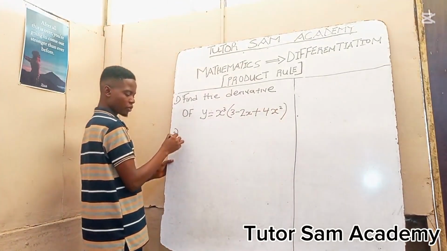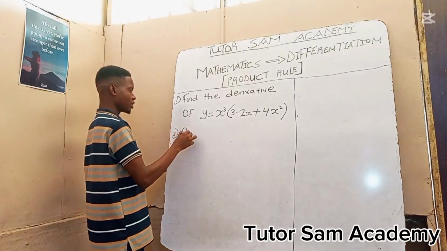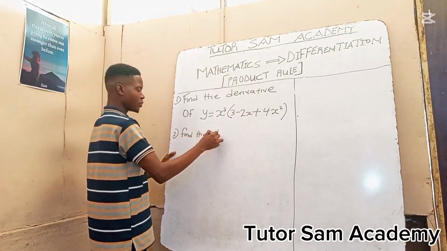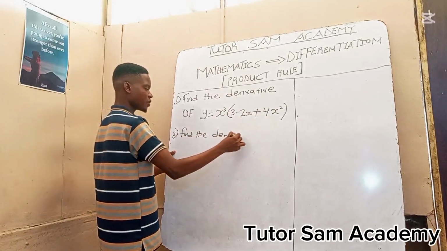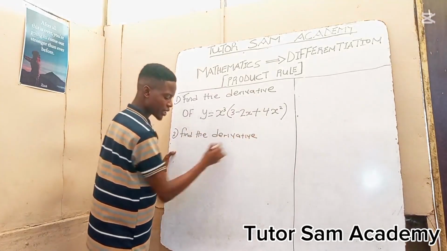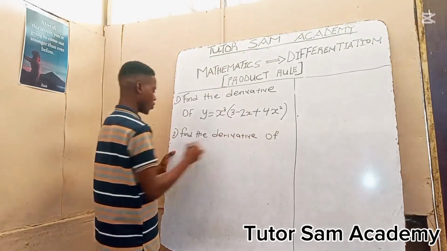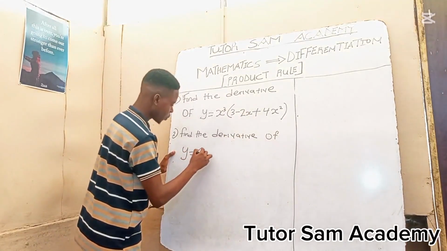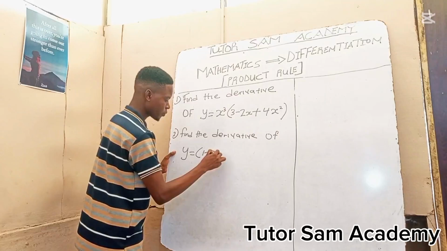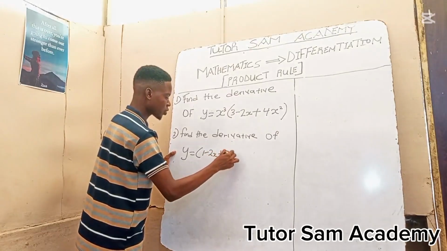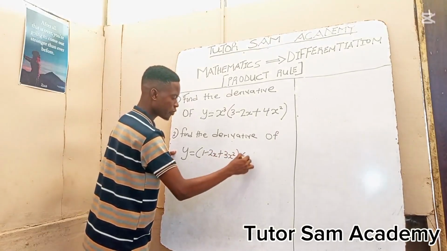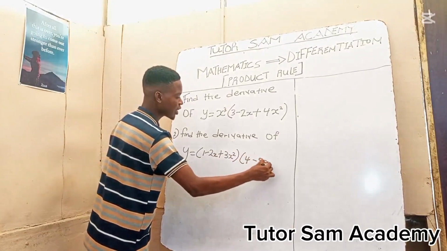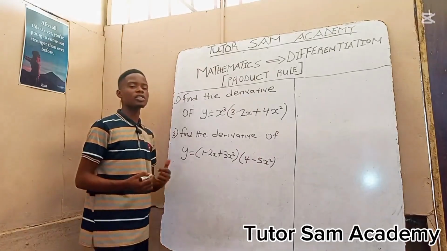Number 2, find the derivative of y is equal to (1 minus 2x plus 3x squared)(4 minus 5x squared). So you can practice these 2 questions.